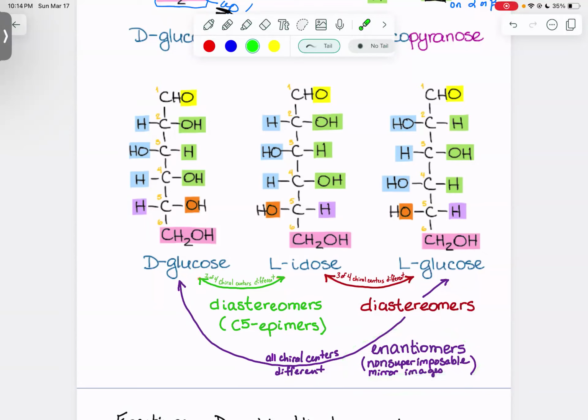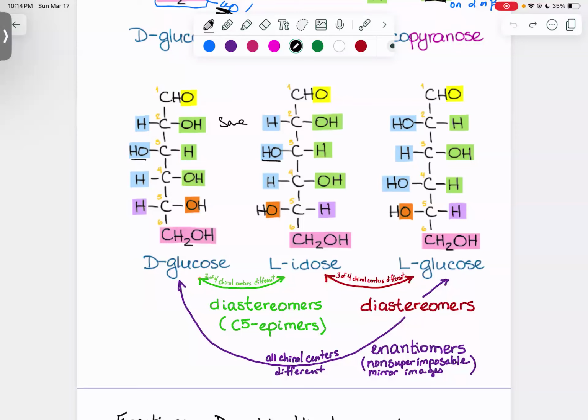Okay. Now, if I compare D-glucose to L-idose, I'm going to do the same thing. I number my carbons. Then I'm going to look at each of the chiral carbons and ask, are they the same or different? So if I look at carbon number 2, carbon number 2 is the same, right? Hydrogen on the left, hydrogen on the left, hydroxyl on the right, hydroxyl on the right. So carbon number 2 is the same. Okay, carbon number 3, same. I'm sorry, carbon number 3 is the same.